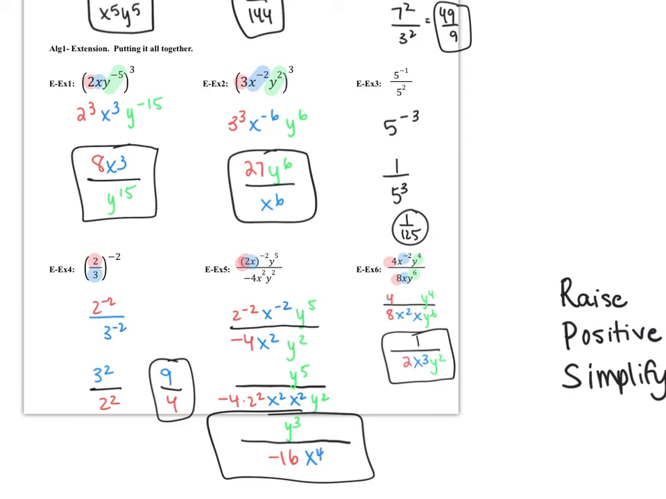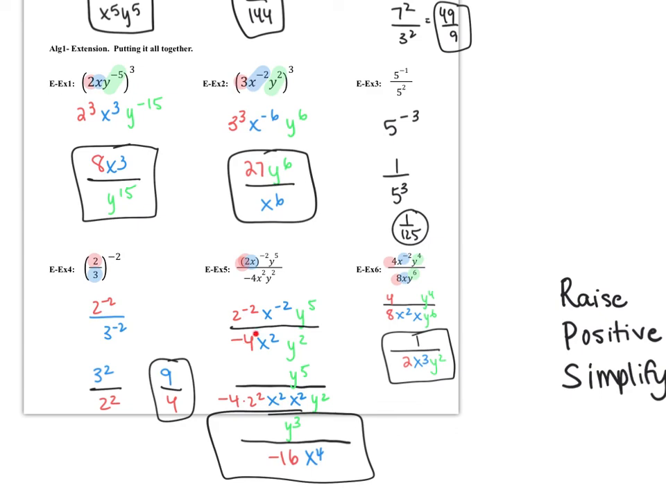Example 5. The first thing I did was raise both the items inside the parentheses, the 2 and the x, to the -2 power. Everything else I just wrote as it is. That was this raise. Next, I focused on making my negative exponents positive. On the top, I have a base of 2 with a negative exponent, so I bumped that to the bottom and gave it a positive exponent. X also had a negative exponent in the numerator, so I bumped that to the bottom and gave it a positive exponent.